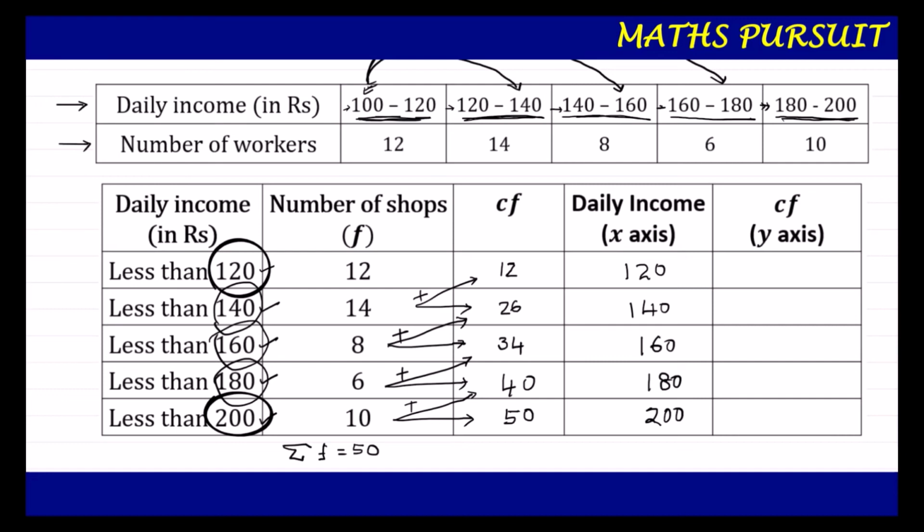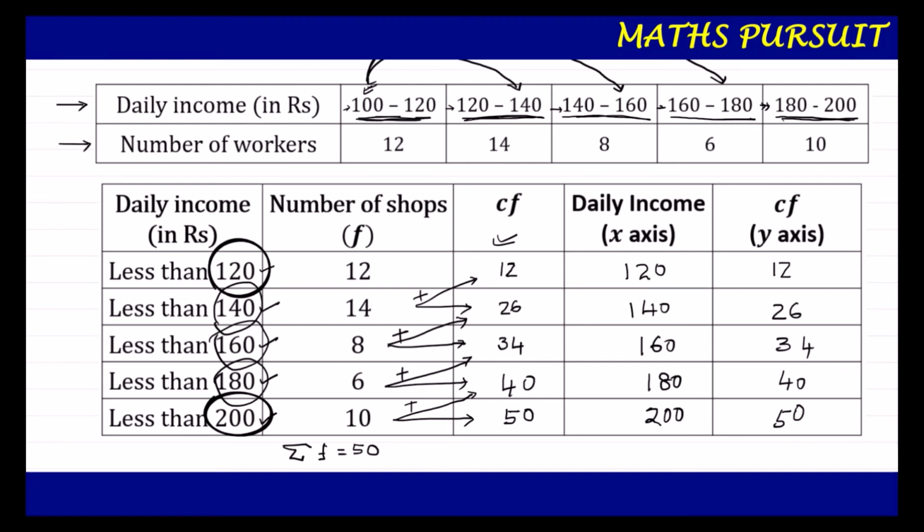Now cumulative frequency. From this cumulative frequency column, we are going to pick up all these numbers, and these numbers are going to be represented on our y-axis. That is 12, 26, 34, 40, 50. Now we got the desired numbers for the x-axis and y-axis. With these numbers, it would be very easy to draw a graph.